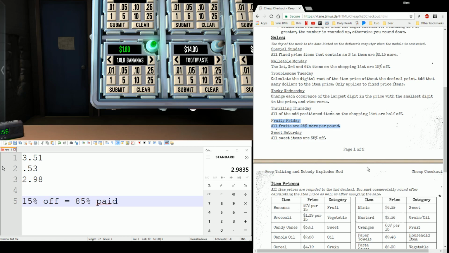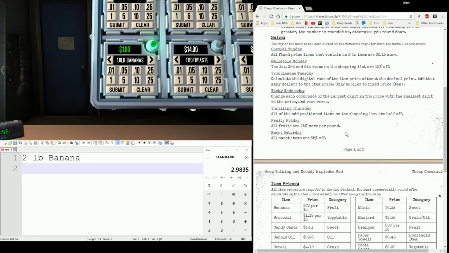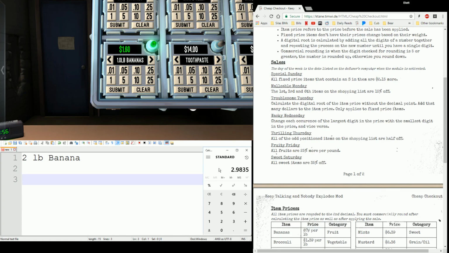You're going to do the multiplication at the end. So let's say I have 2 pounds of bananas on Friday. I'm going to go, bananas are 87 cents a pound. 2 pounds is 174, and then it's 25% more, which is 125% total, to 218 after rounding.